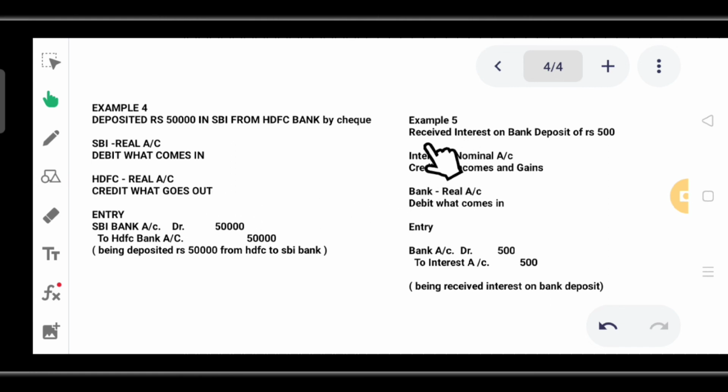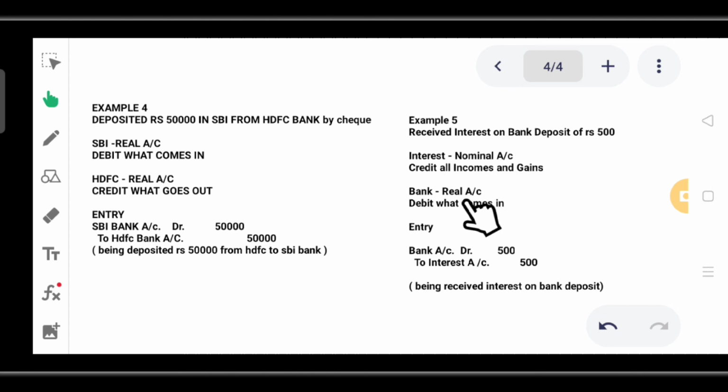Next example is received interest on bank deposit of rupees 500. Here we can look at interest and bank, two accounts. So interest is a nominal account, bank is a real account. So nominal account rule is debit all expenses and losses, credit all incomes and gains. Received interest, we are receiving interest, so it is an income. As a nominal account, interest is an intangible thing, we cannot see it, but we are receiving it. So credit all incomes and gains. So interest is a credit entry.